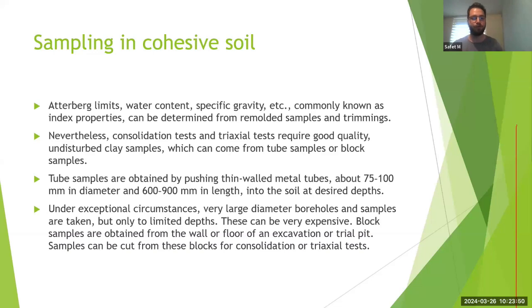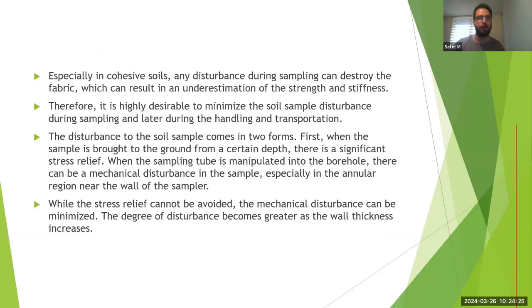So tube samples are obtained by pushing thin walled metal tubes about 75 to 100 millimeters in diameter and 600 to 900 millimeters in length into the soil at the desired depths. Under exceptional circumstances, we can use really large diameter boreholes and take samples, but only to a limited depth, because they can be really expensive and we're more likely looking to get just block samples from there.